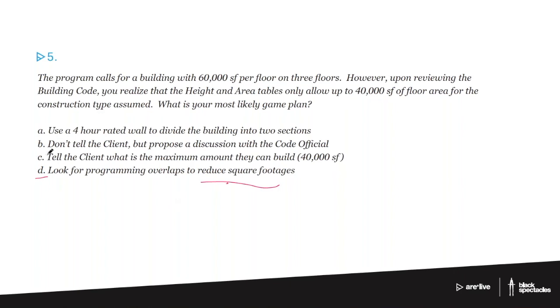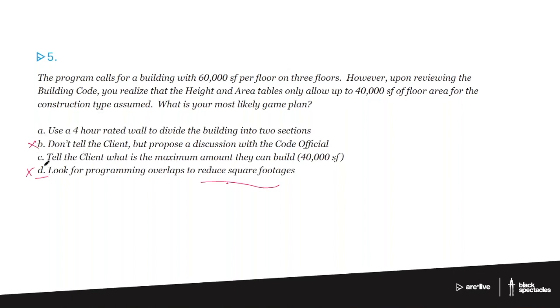I'm going to jump to B. B starts with don't tell the client. You know immediately that's not an answer. So it's not B and it's not D. Don't tell the client, but propose a discussion with the code official. It's always a good idea to talk to your code officials as much as you can. So that's fine, but not in that way. You would always want to have the client know what was going on for something that major.